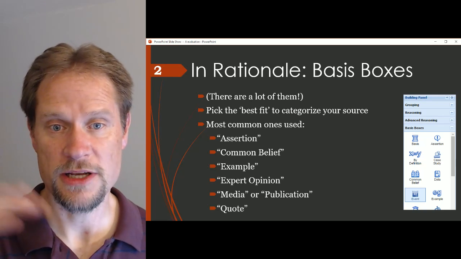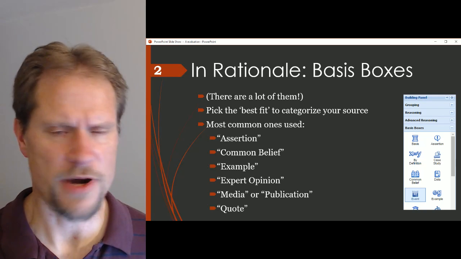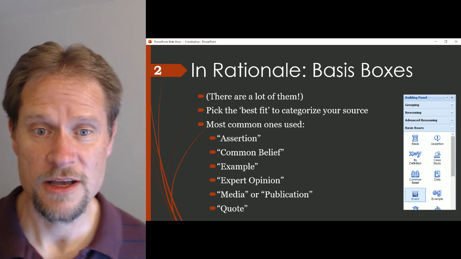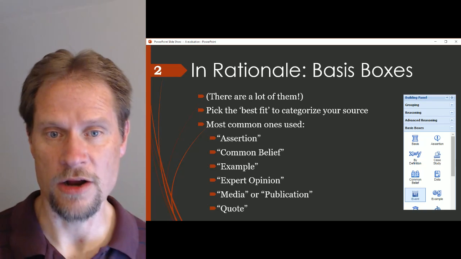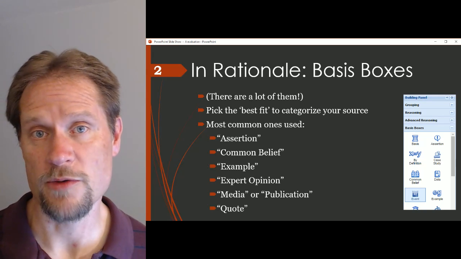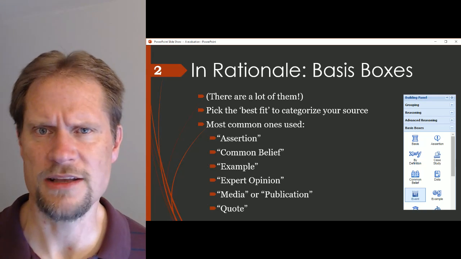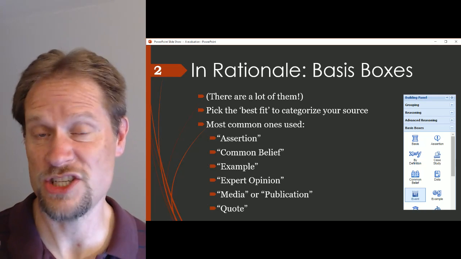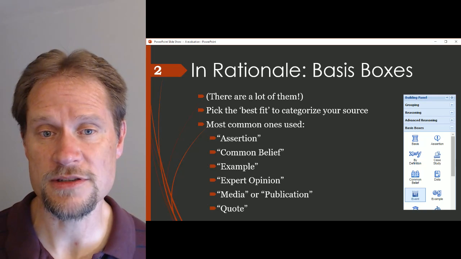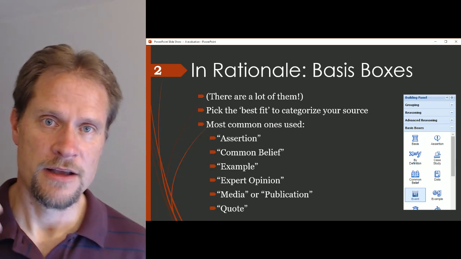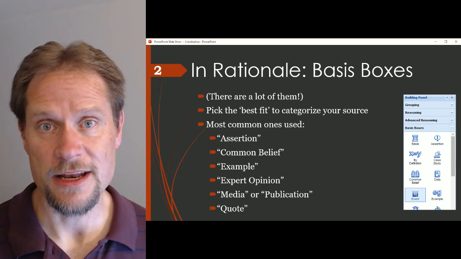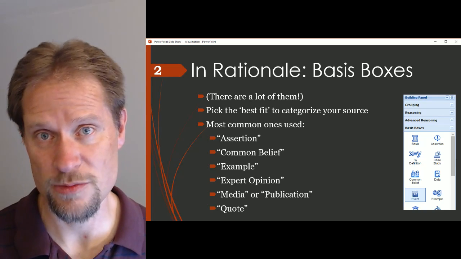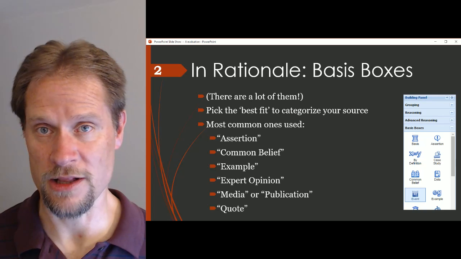So expert opinion is one of the most commonly used ones. If you fool around in Rationale, you'll find that there's like a dozen different categories of basis boxes, but the ones that I've listed here are by far the most common ones that you're going to be using in my course, and also I think just kind of in general. Assertions just means that the person speaking, the person making the argument, just said it, they are the source, right? Common belief means that the arguer said something, but they said it with the intention that it was totally uncontroversial because they're assuming that everybody already knows that thing and will accept it.